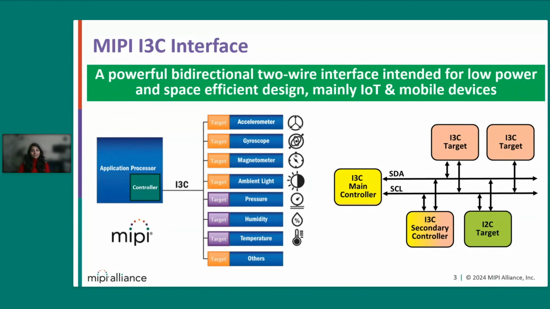Each of these devices plays a crucial role in the I3C ecosystem, enabling efficient and reliable communication between different components in a system. Although this presentation will focus on the target, most of the takeaways are applicable to the main as well as the secondary controller.